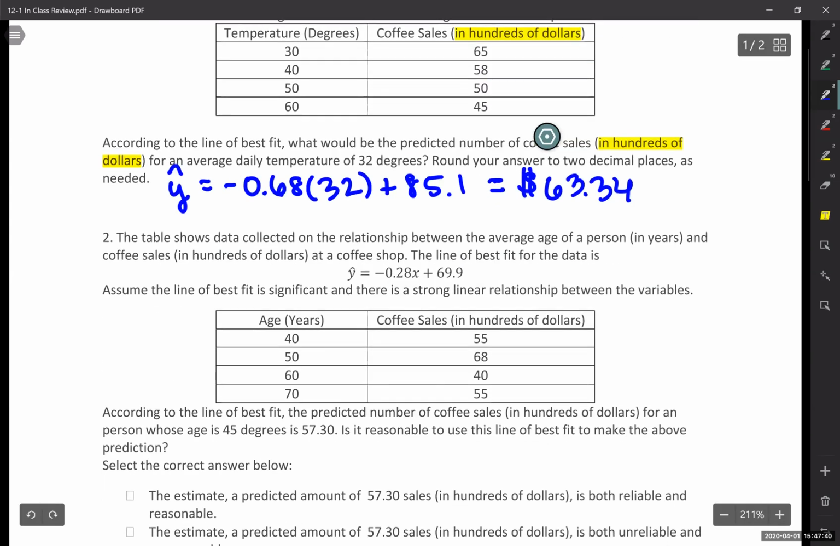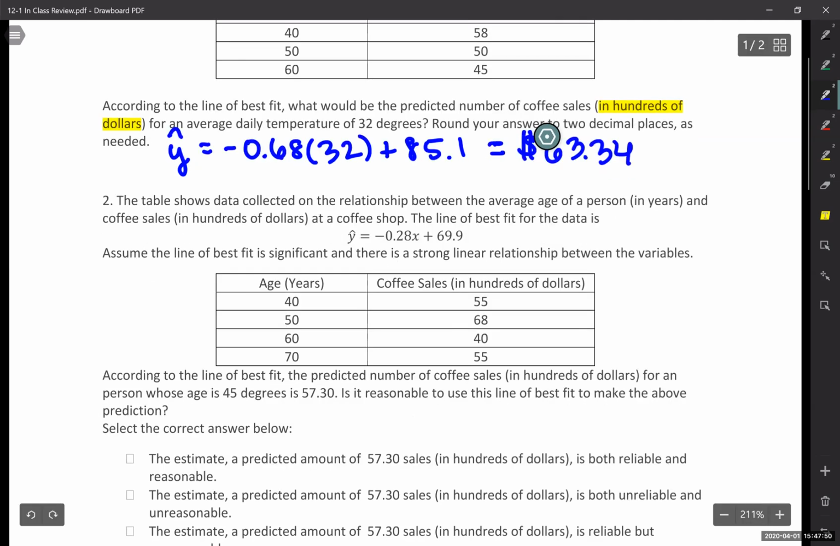Okay, so going to the next problem. Now, we have the age of the person in years, and we have the coffee sales in hundreds of dollars. I think what happened here was I was trying to not have coffee sales for every example, temperature and coffee sales, and then I kind of got distracted. So I changed half of it into age, but I forgot to change the other half. So I don't know why we're talking about age and coffee sales, but that's my best guess. I think I was watching Transformers at the time when I made this.